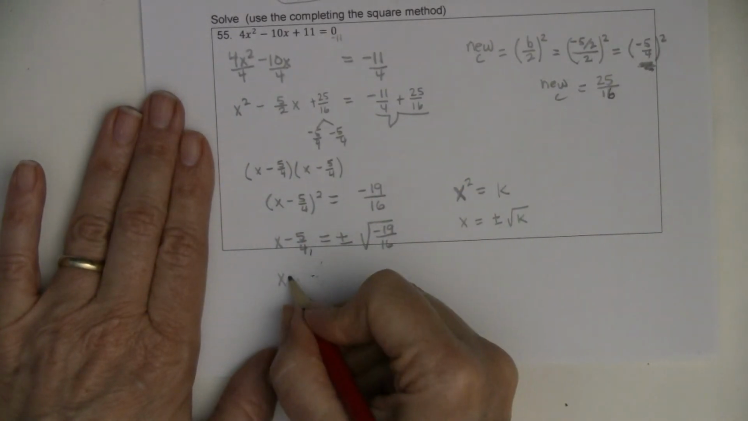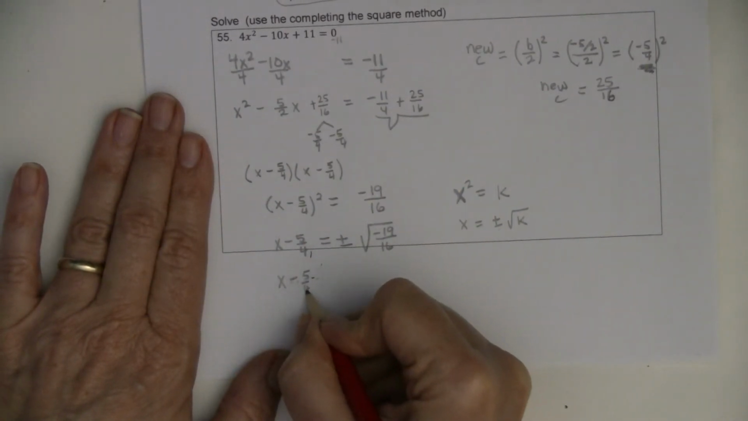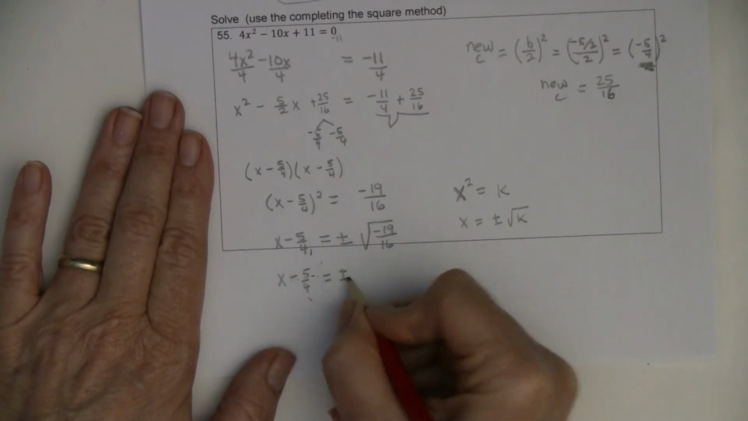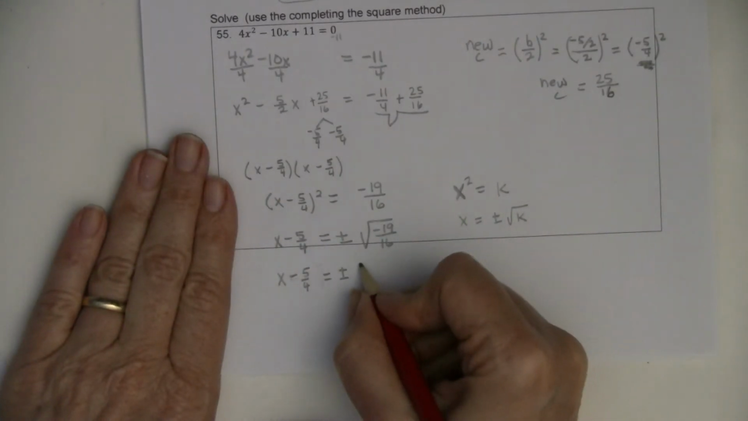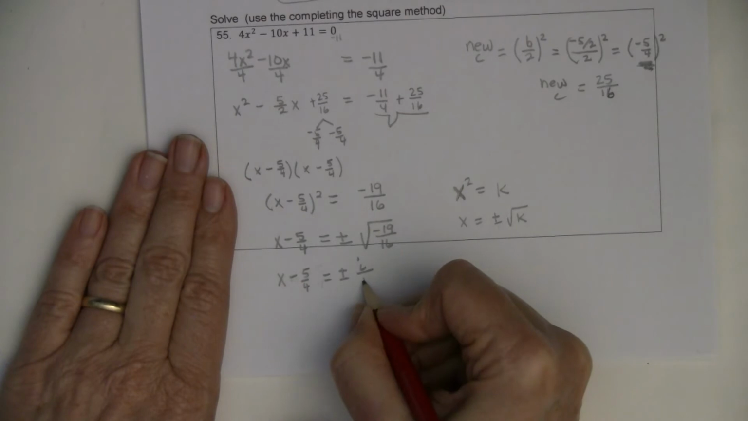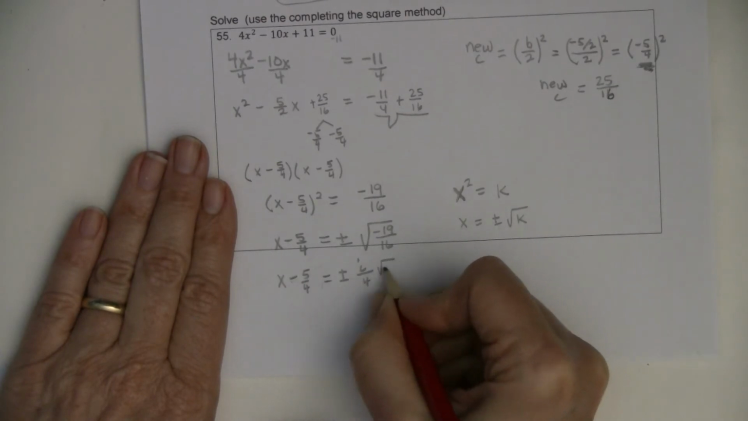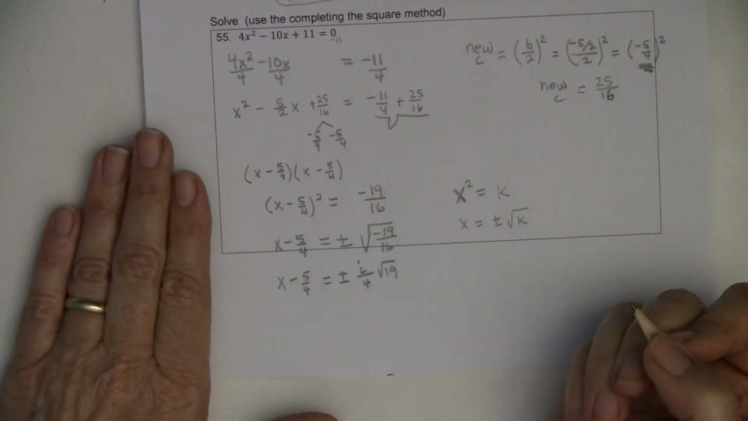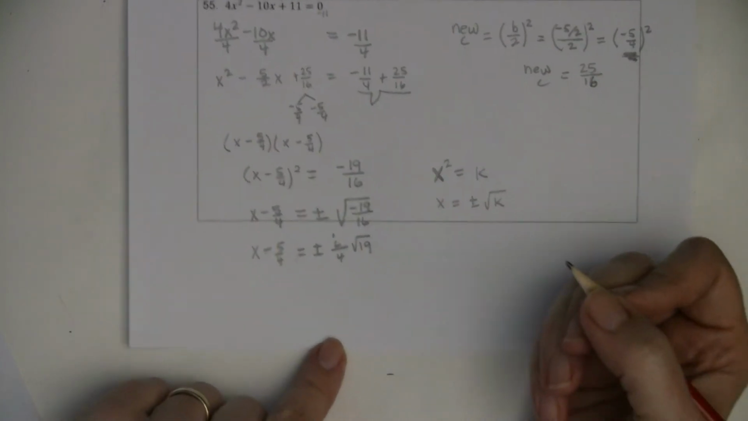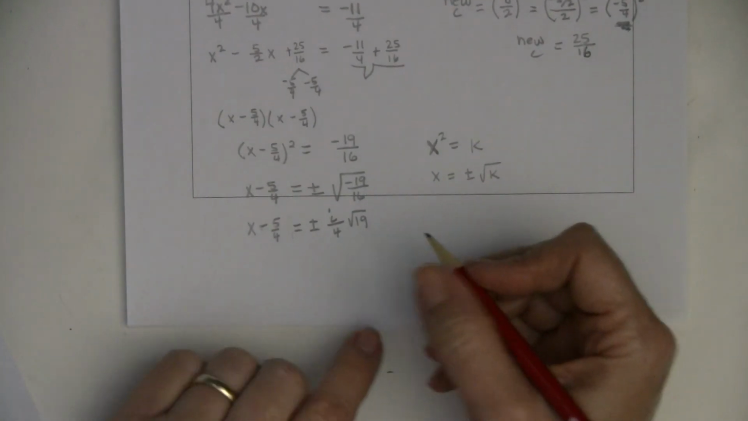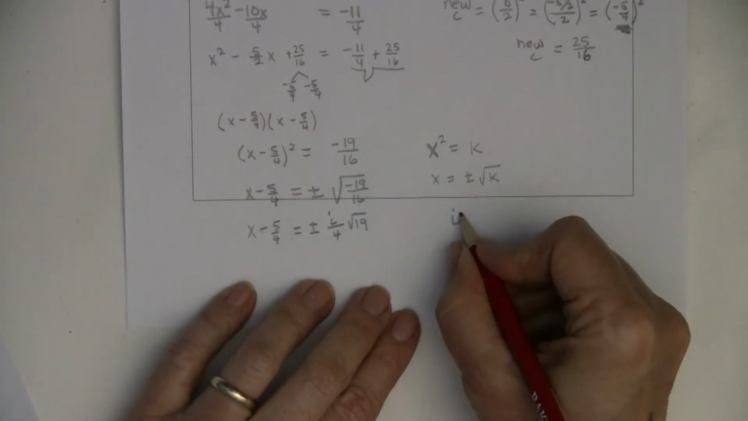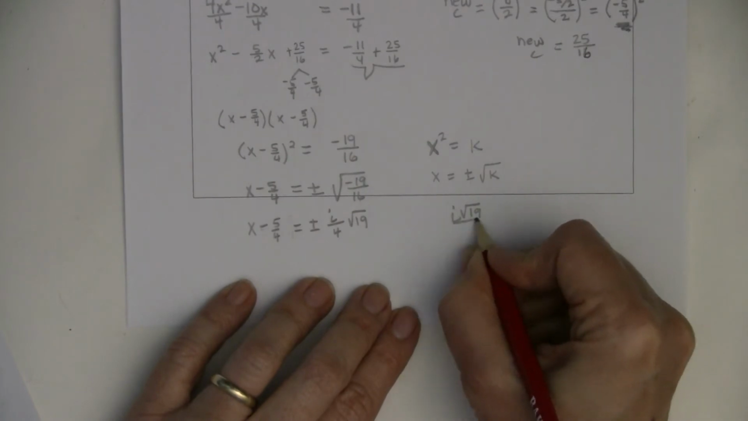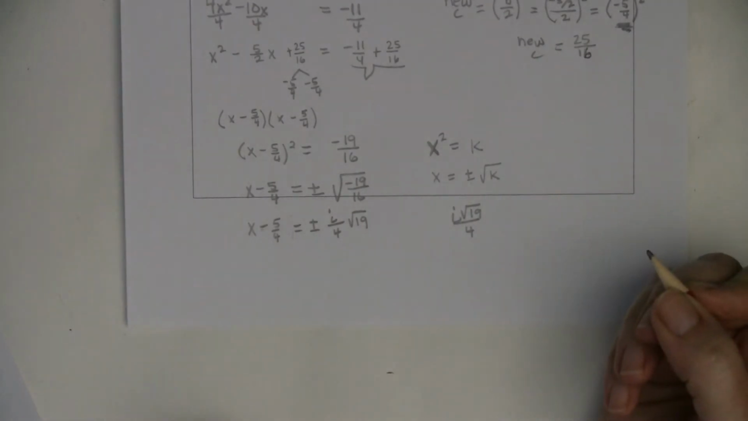x minus 5 over 4, I meant, equals plus or minus, and I'm going to pull out the i and the 4, and that's going to be the square root of 19. So lots of different ways that you could write that. How I've written it is okay, but you could also write it as i square root of 19 over 4, and that would be great too.